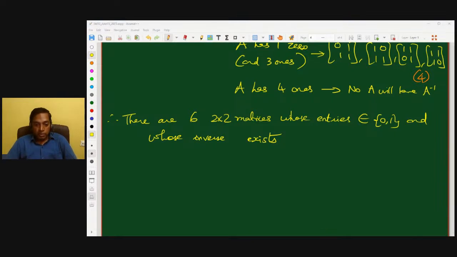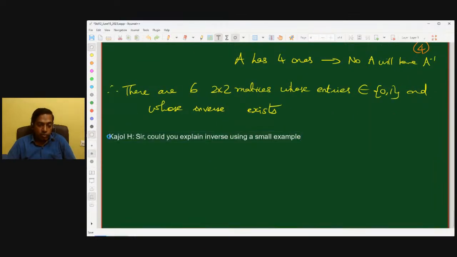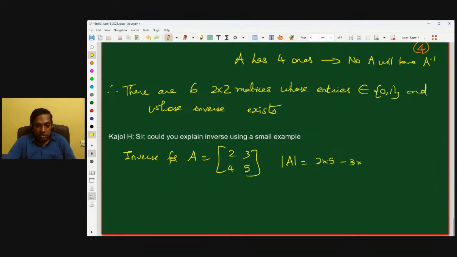Okay. Kajol, it was explained last class itself. Just take a simple 2 by 2 case. Inverse for, let's just take A equal to 2 3 4 5. Now determinant A is 2 into 5 minus 3 into 4. This is just a definition.